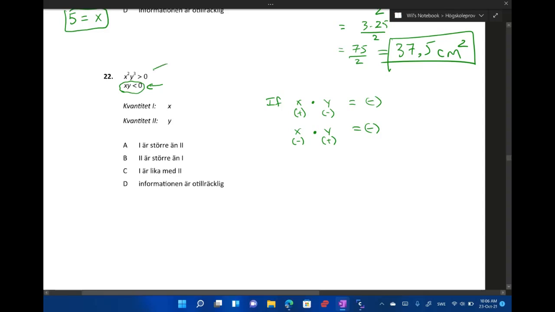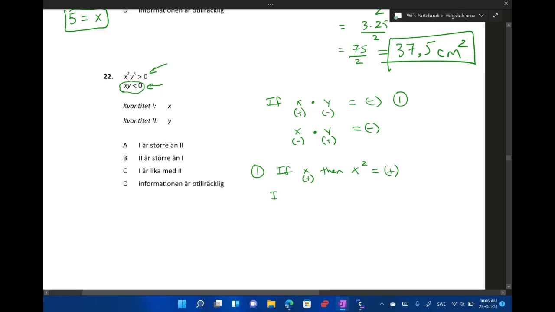Now let's look at option 2, or the first option. x squared times y cubed is greater than 0. Let's look at the first scenario. Scenario 1, if x is positive, then when you square it, it's going to be a positive number.